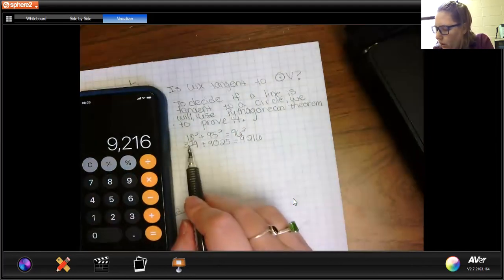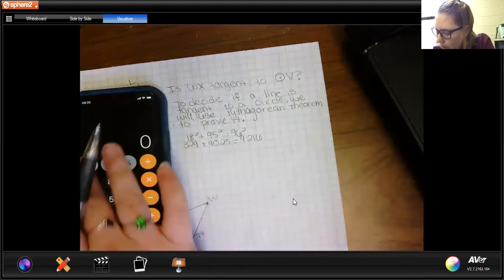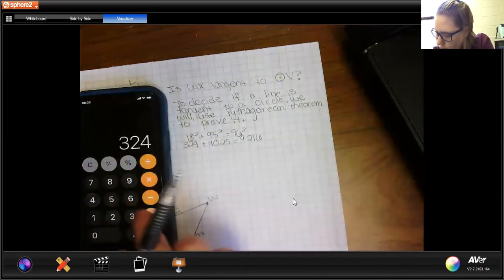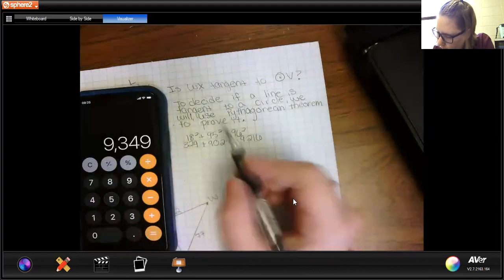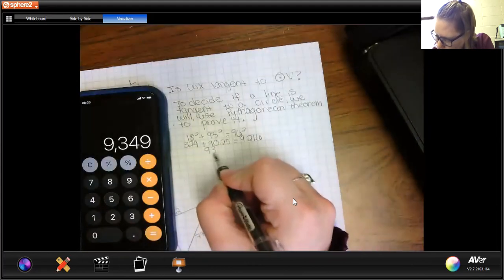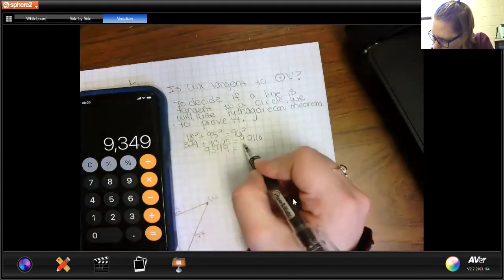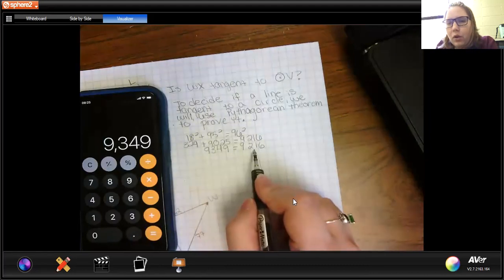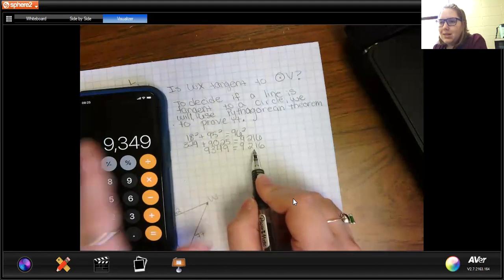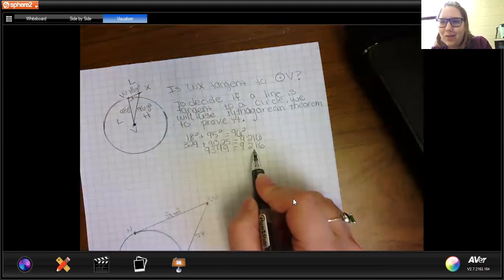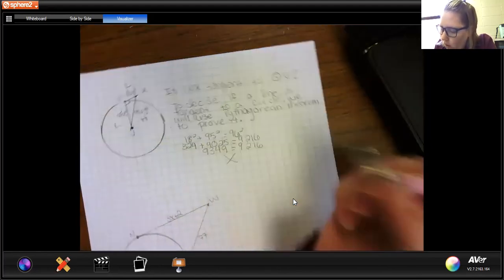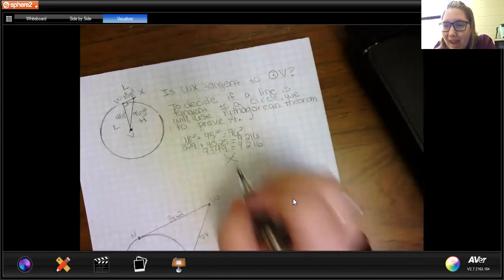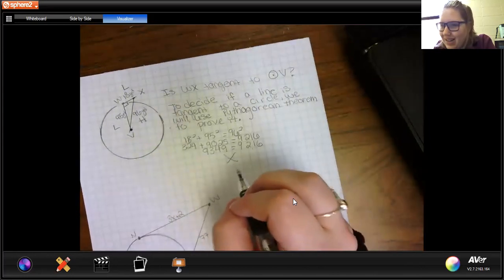Okay, so 324 plus the 9,025 is 9,349. So here's where I check. Is 9,349 equal to 9,216? Okay, the answer is no. Those are not the same numbers. So Pythagorean theorem failed, so it's not a tangent.